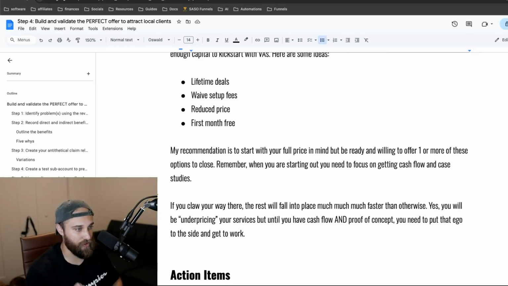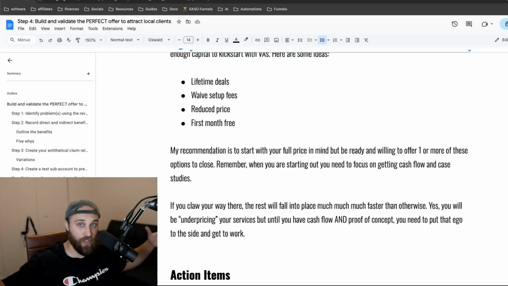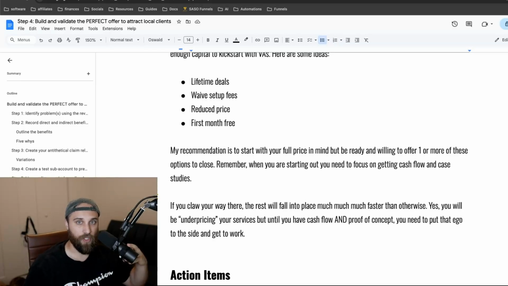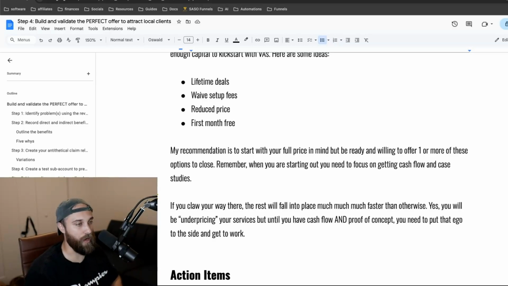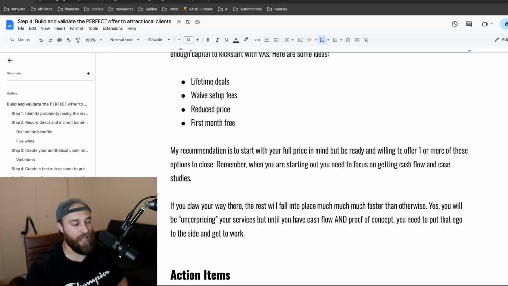But remember, when you're starting out, you need to focus on getting cash flow and case studies. So as you're getting those first 5 to 50 clients, the idea is that your offer, because you did your research and because you're listening to their feedback, is being perfected and working. And as you check in with your clients, they tell you, hey, we like this. And then you ask, cool, are you getting results? And you can see the back end already because you have all the analytics. And as they're getting results, you can then put together case studies, which you can then use to market to other clients.